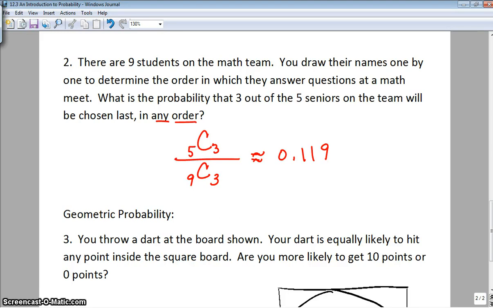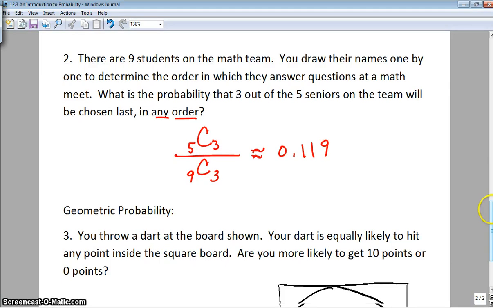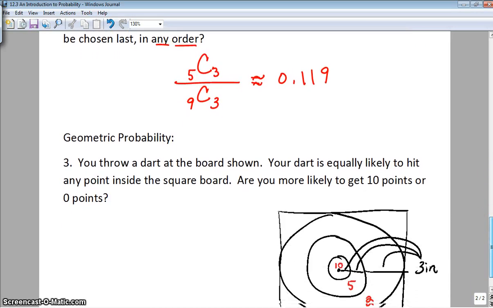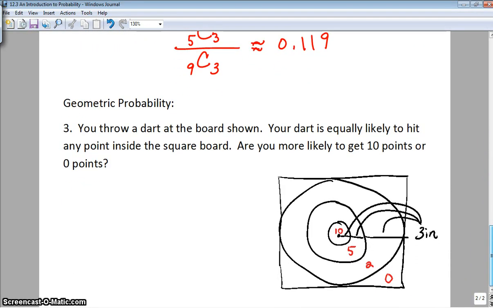So remember, we can write probability as a fraction, we can write probability as a decimal, or we can write it as a percent. Okay, and lastly, we want to look at this geometric probability problem. And I have a feeling that we probably saw some geometric probability last year in geometry, but I just want to review it real quick.